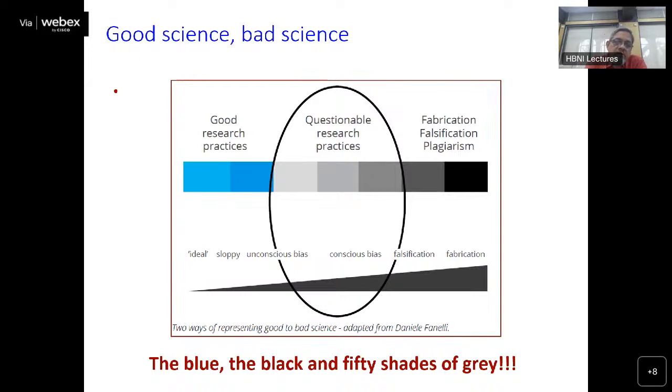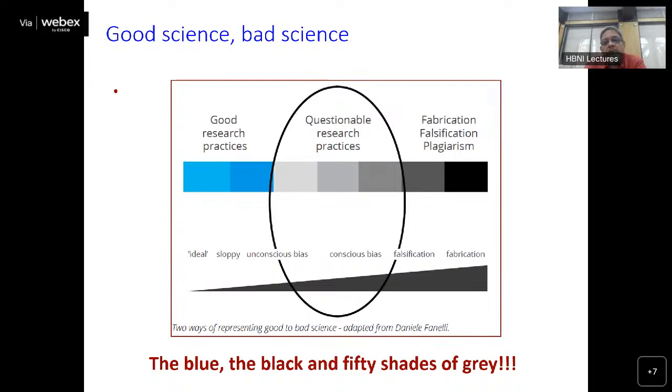And then after that, it slowly falls into what is called a conscious bias. That means here, the person who is actually carrying out the research is aware that he is already biased towards certain issues and certain things. And this region is called questionable research practices. Now, questionable research practices are not extreme scientific misconducts. Of course, they can be termed misconducts, but it is not the kind of misconduct which requires extreme censure. They are certain practices which are undesirable. So that's what is meant by questionable research practices.